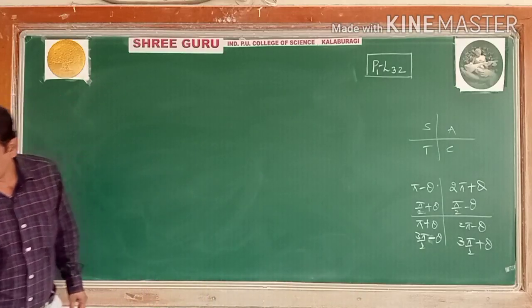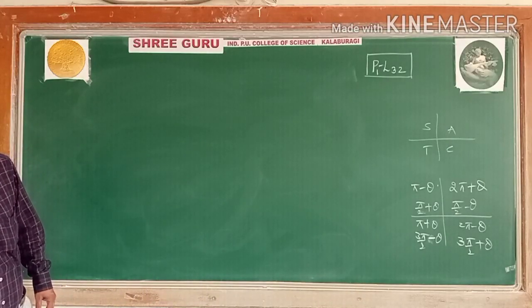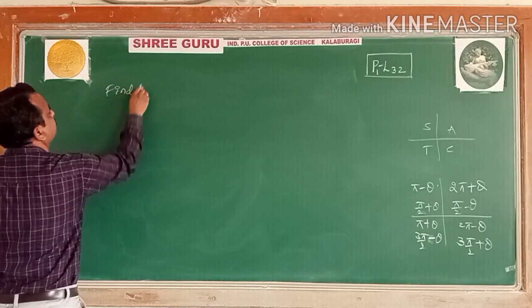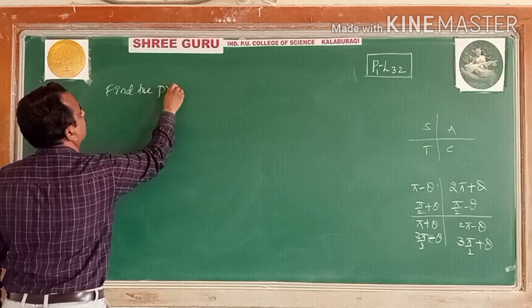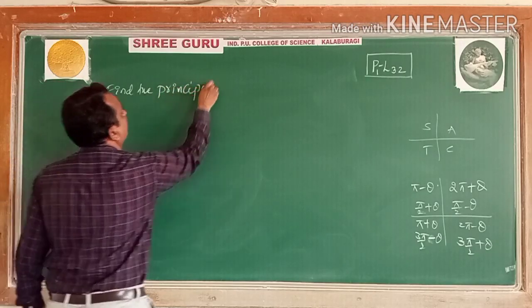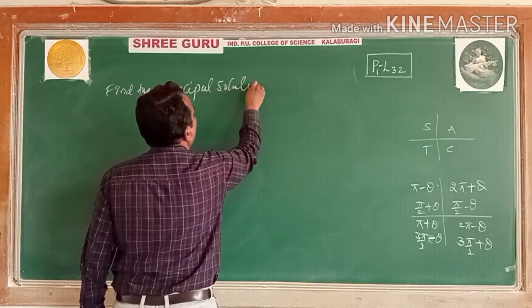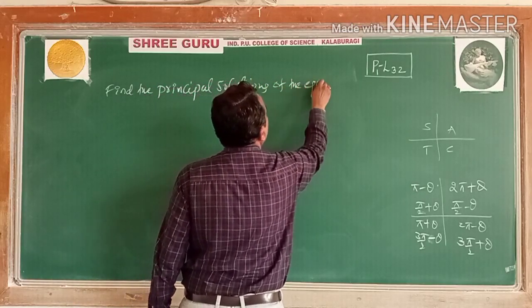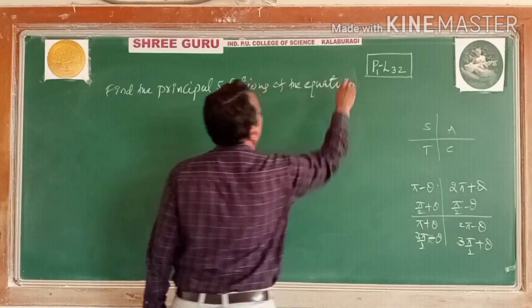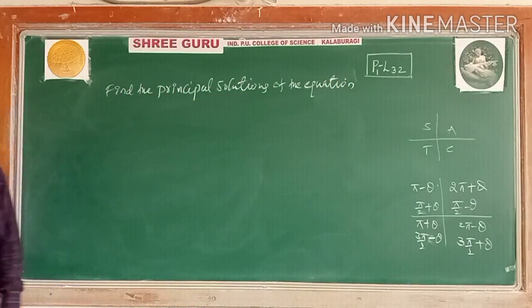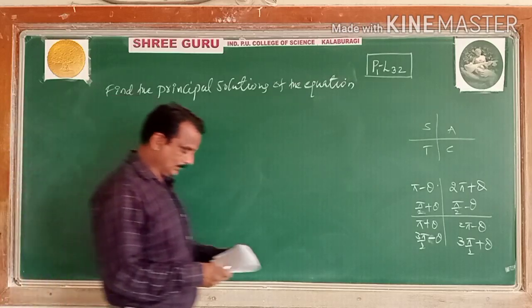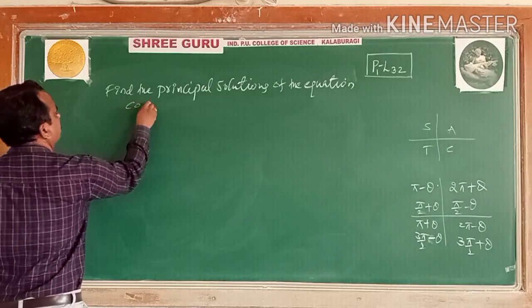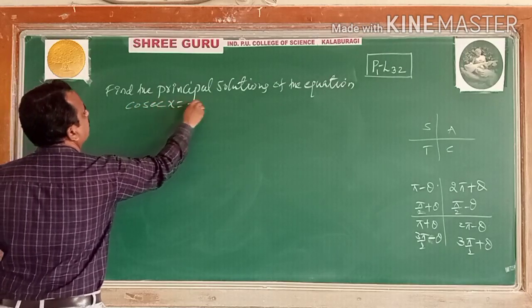Find the principal solutions of the equation cosecant x equal to minus 2. Let us see this. Cosecant x equal to minus 2.